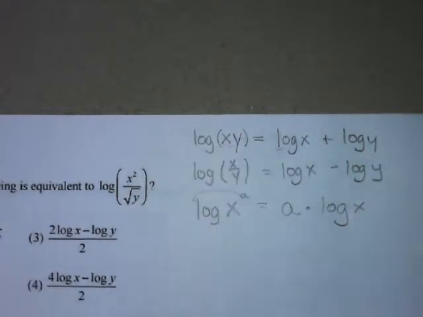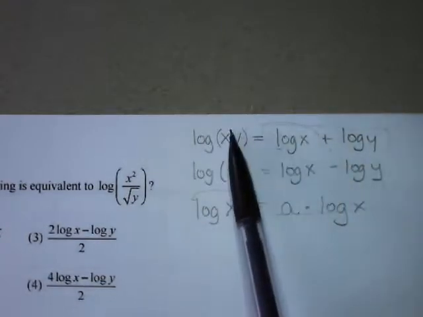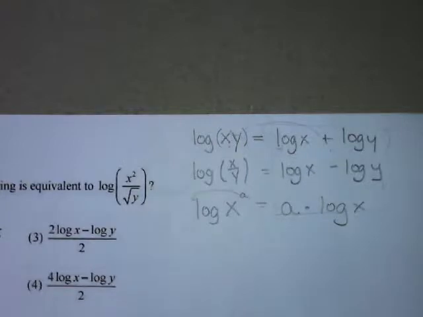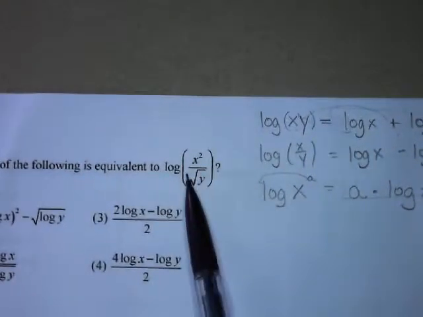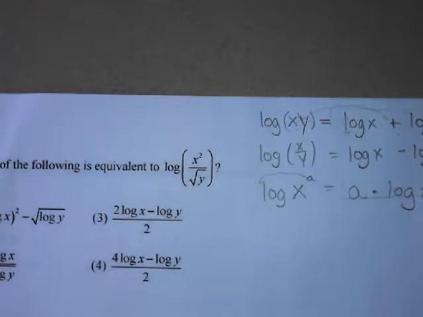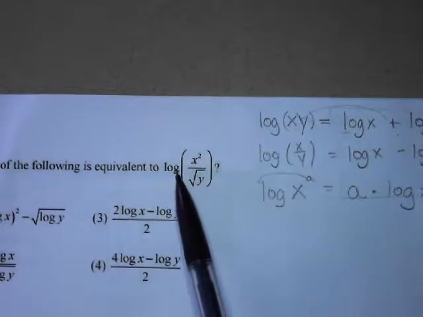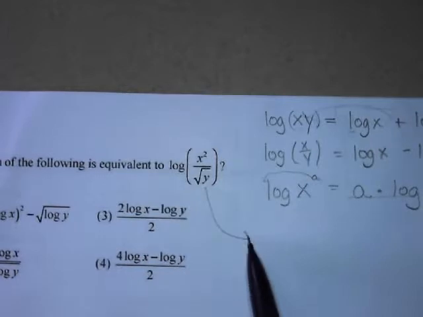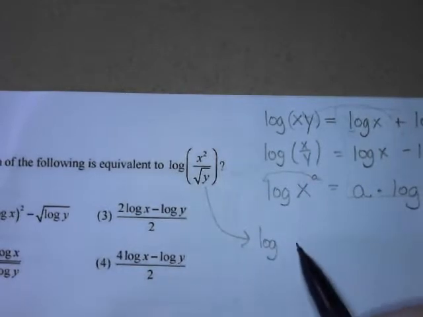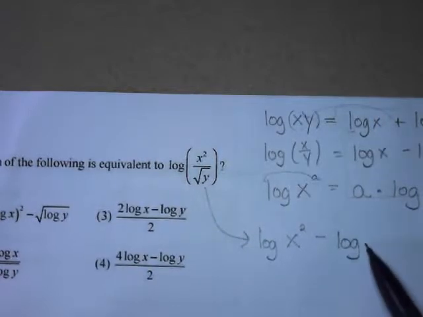To be honest with you, most of the time, they're already expanded, and we need to condense them to help us solve an equation. That's the majority of the time. This particular one, it's already condensed. We need to expand them. So kind of working from the outside in. Overall, this is the log of something divided by the log of something. So the division is going to turn into subtraction. So it's going to be the log of x squared minus the log of root y.